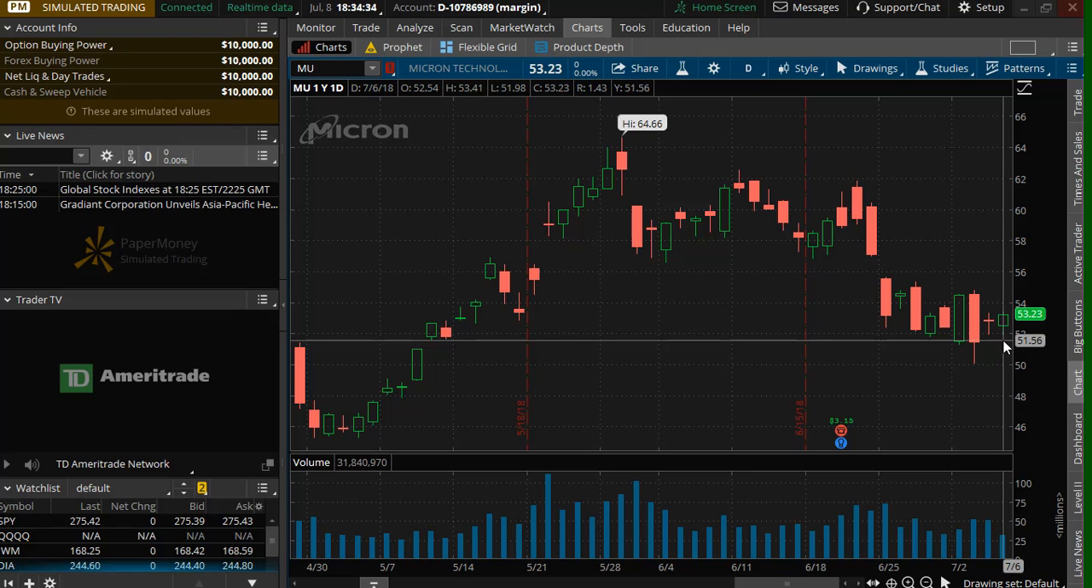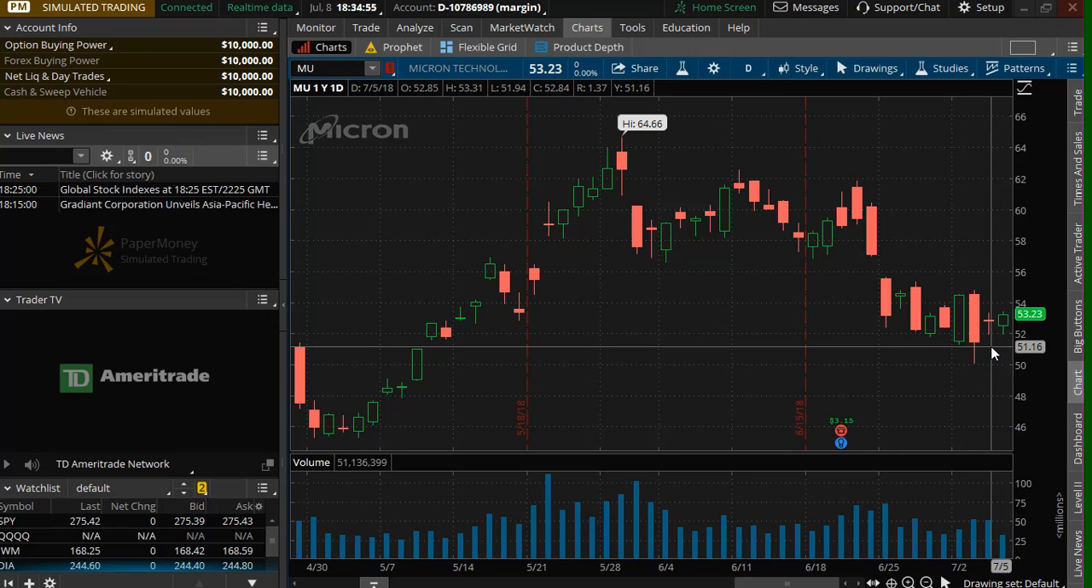Because normally we think of a put as doing something when you're bearish, but that's buying a put. If you sell a put or sell a put credit spread, that's actually a bullish strategy as well. So we want to look at putting on a put credit spread at a level we think that Micron will not drop to.